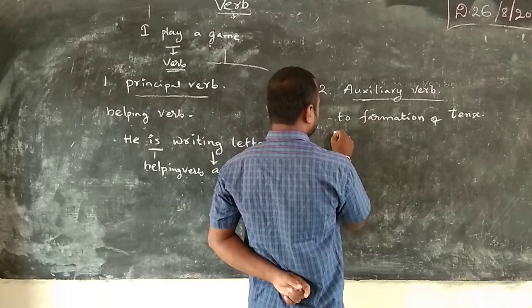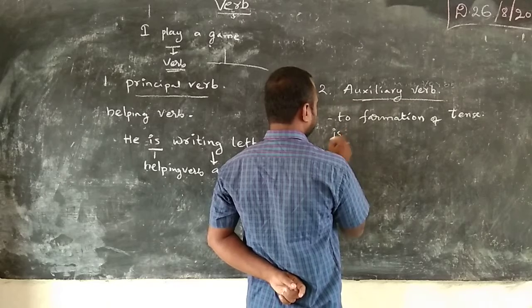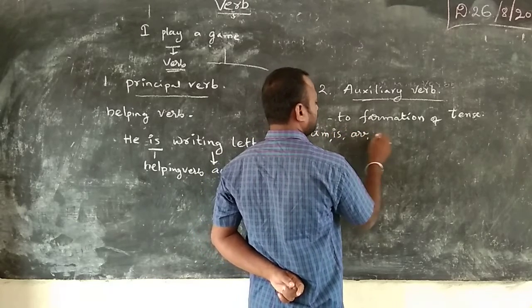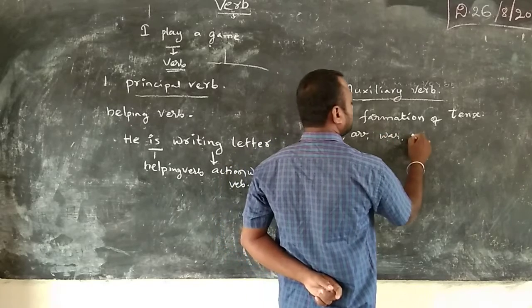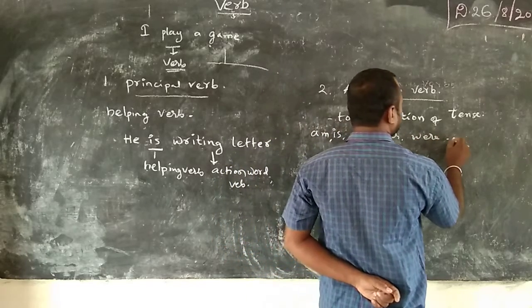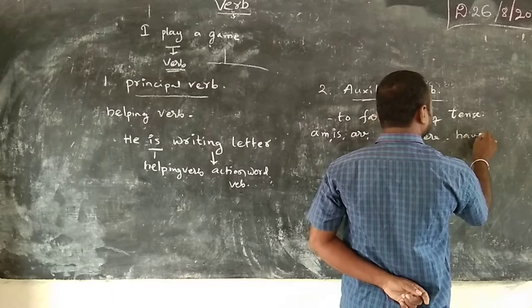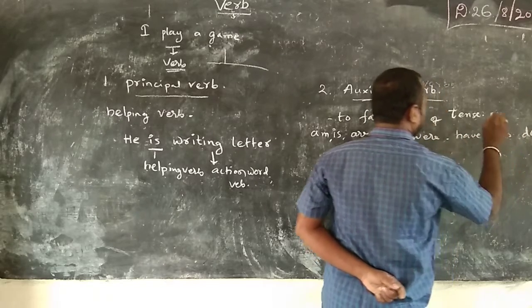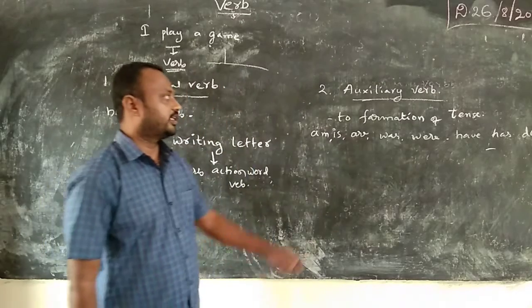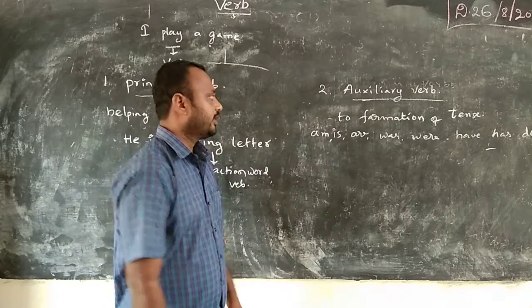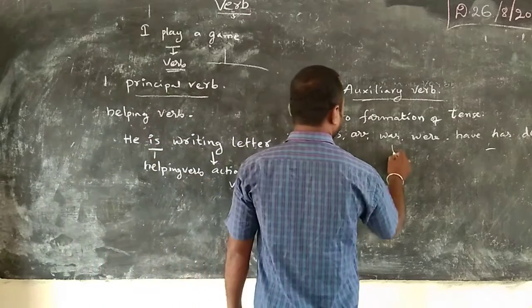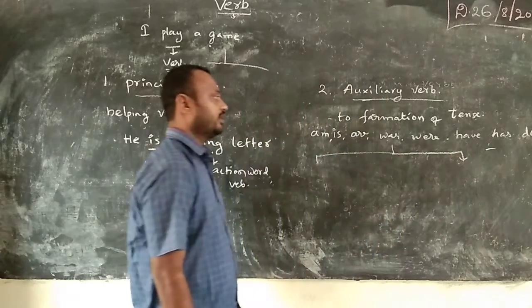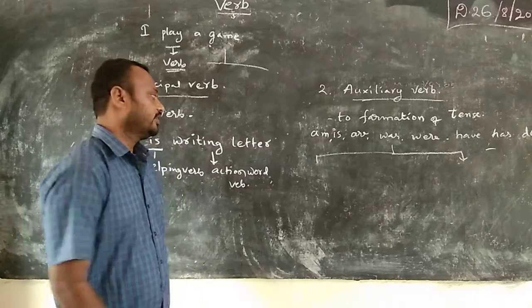It refers to is, am, are, was, were, have, has, do, and so on. These are the auxiliary verbs. These auxiliary verbs are again of two types.